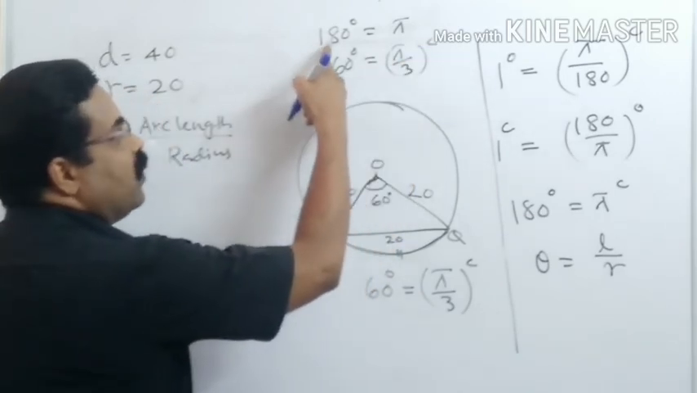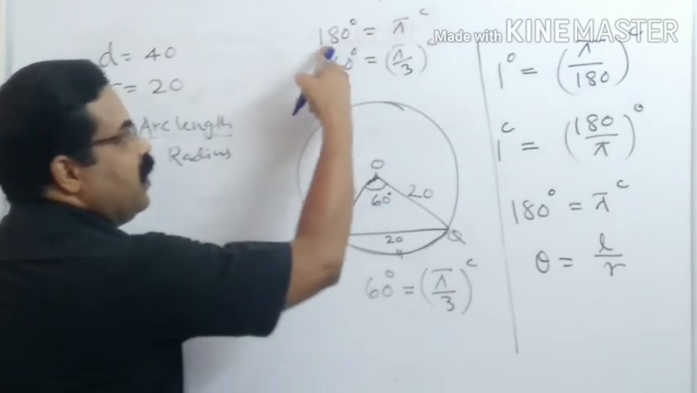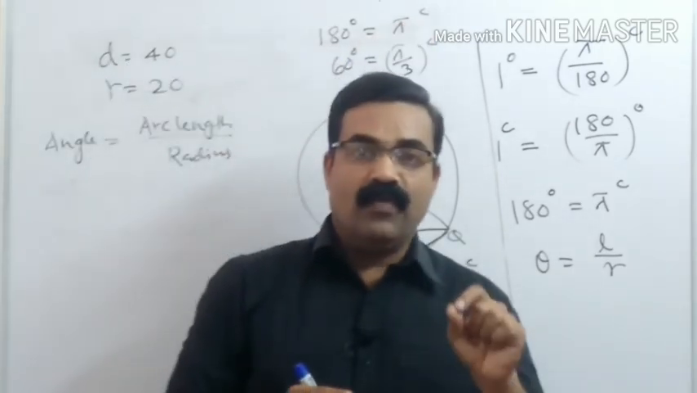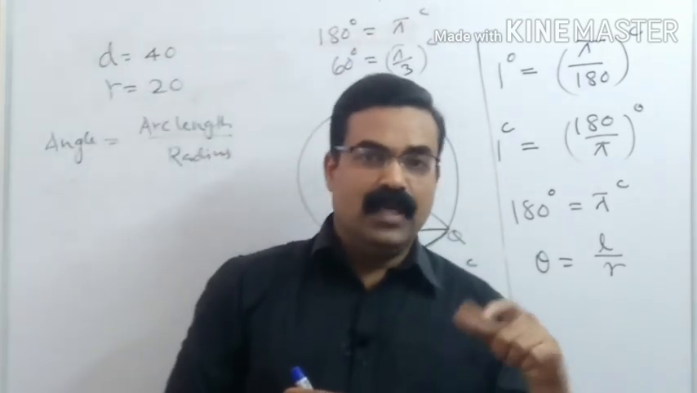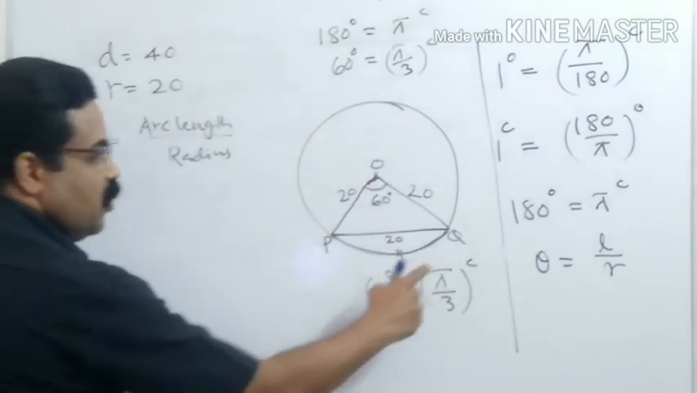180 degrees is equal to pi radians. So we want only 60 degrees. 60 degrees will be equal to pi by 3 radians. So 60 degrees is equal to pi by 3 radians.